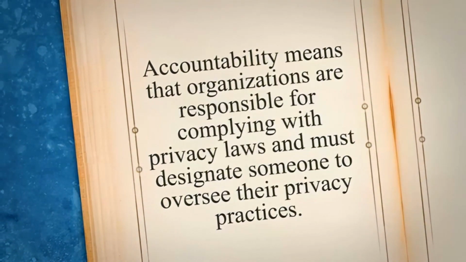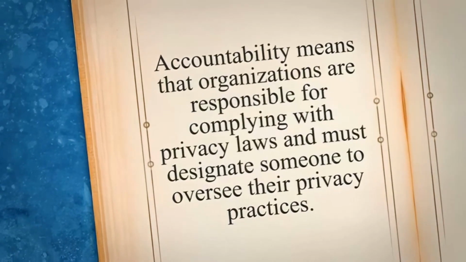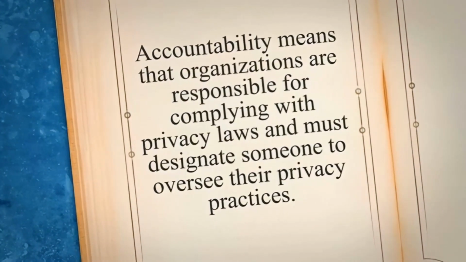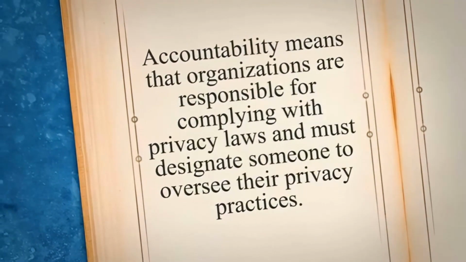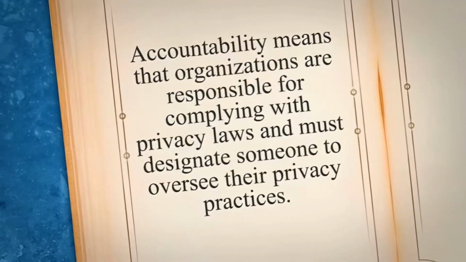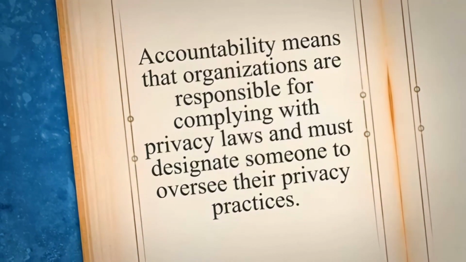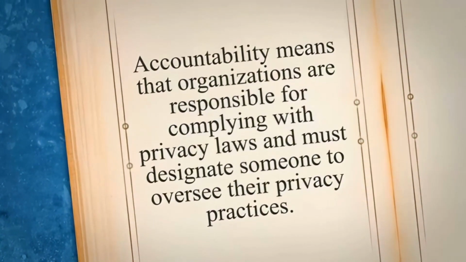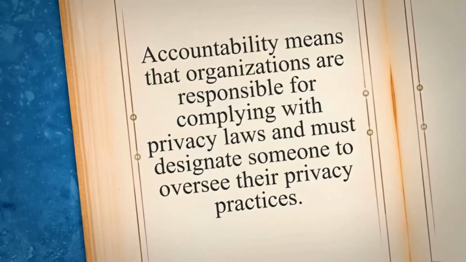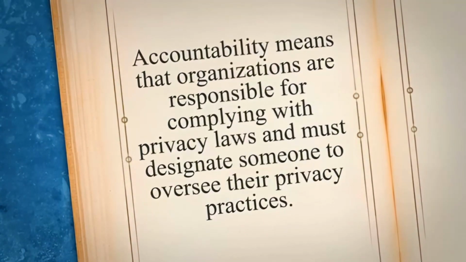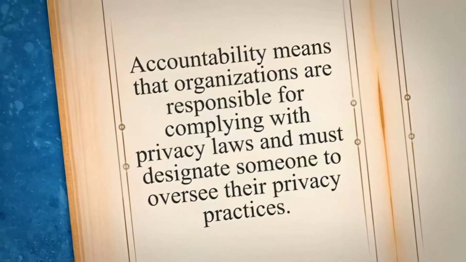Limiting use, disclosure, and retention means that organizations should only use, disclose, and keep personal information as long as necessary. Accuracy requires that organizations take reasonable steps to ensure that personal information is accurate. Safeguards mean that organizations must protect personal information from unauthorized access, use, or disclosure. Openness requires that organizations make their privacy policies and practices publicly available.